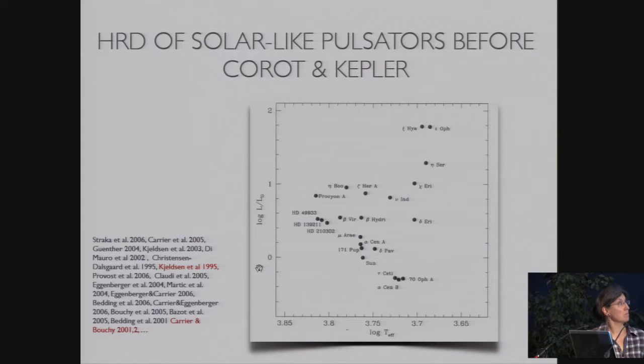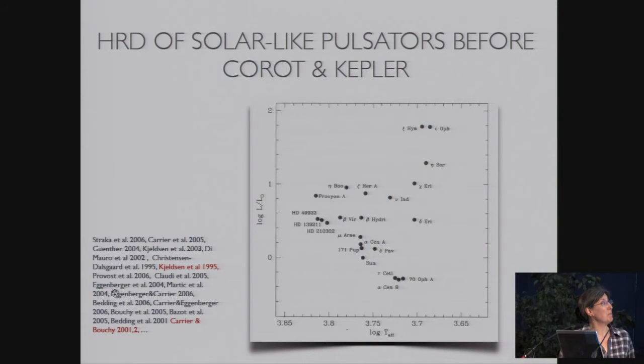And that was the situation before CoRoT and Kepler. That was the solar-like oscillators that were detected after a lot of work. And you see here, that is not the people who discovered or observed these stars. It was the people that have published things about these stars. Many people for so small a number.